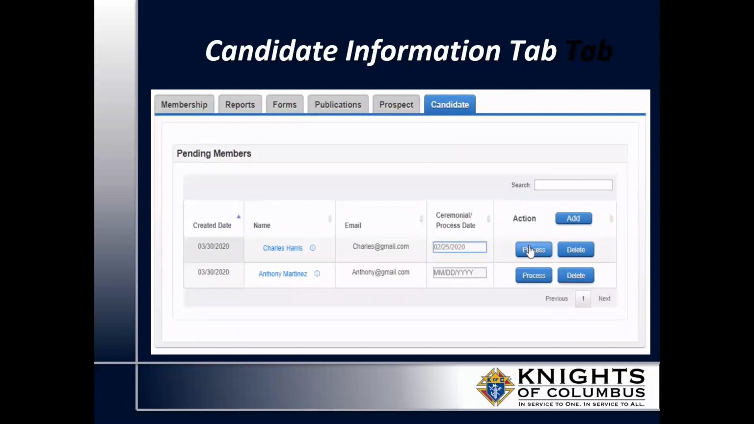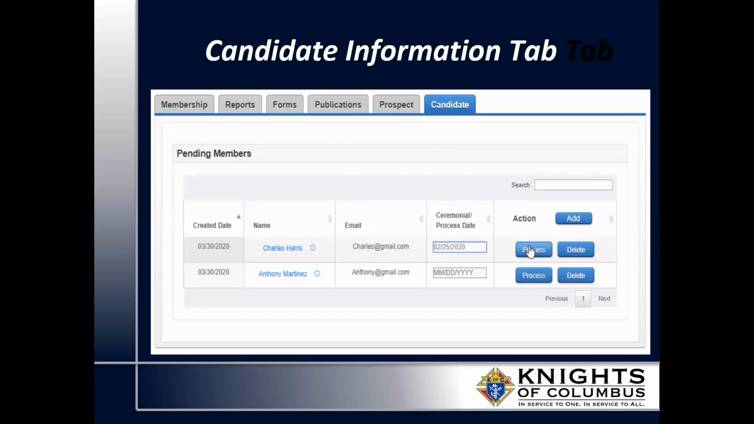Once the new member has attended the ceremony, what you need to do then is to enter the ceremonial date and click on the process button. So all you need to do there is, where you see the information there, ceremonial process date, just enter the date that the person went through the ceremony of exemplification. Once you do that, you press the process button.